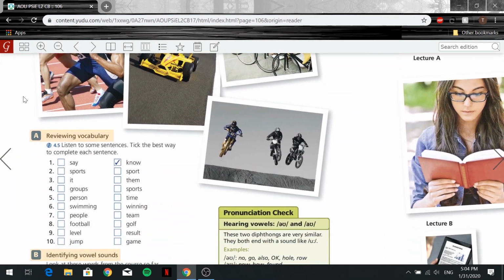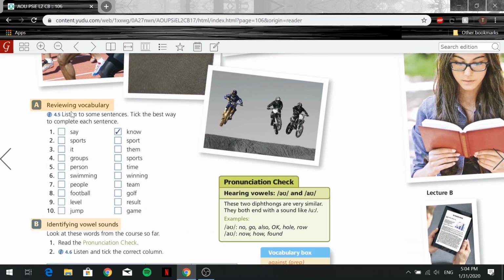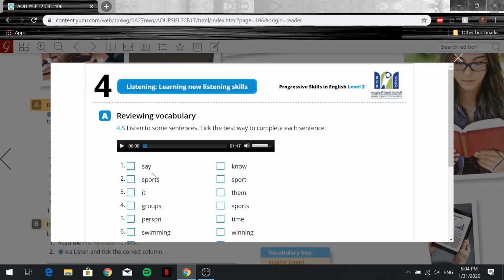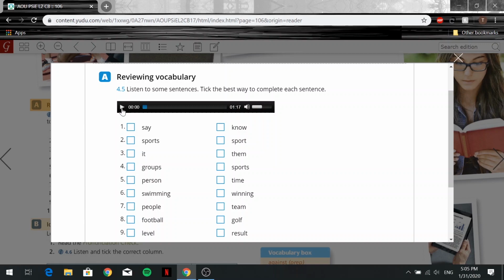Here we have exercise A, reviewing vocabulary. So listen to some sentences and tick the best way to complete each sentence. Right, so we're going to be listening to some sentences and we'll tick the best way to complete each one as we go along. So I'll only play this once. Let's go. Track 4.5.